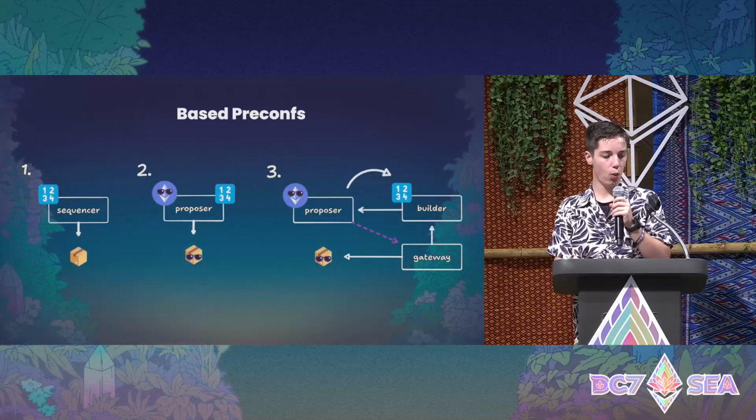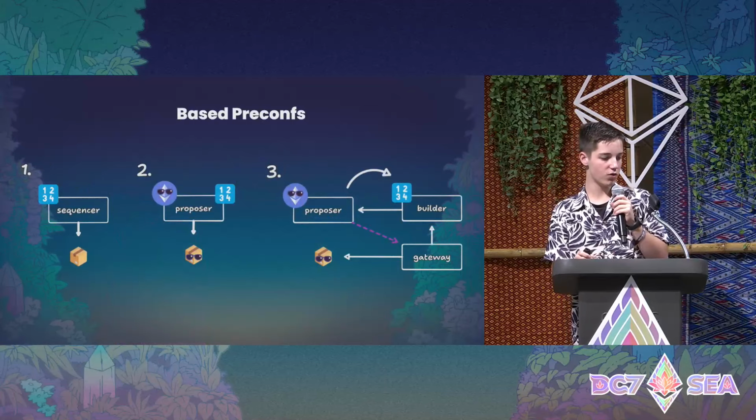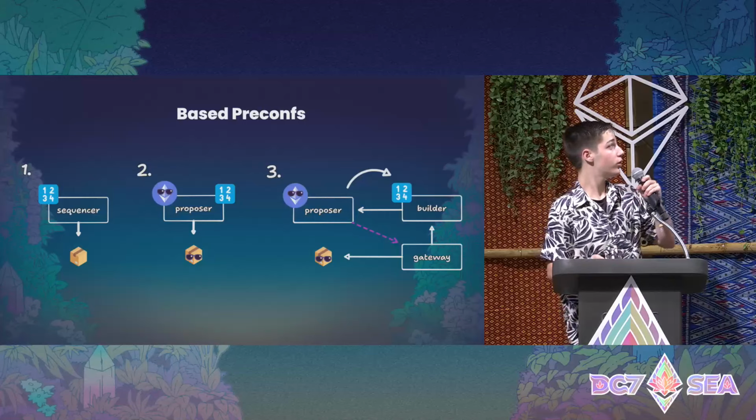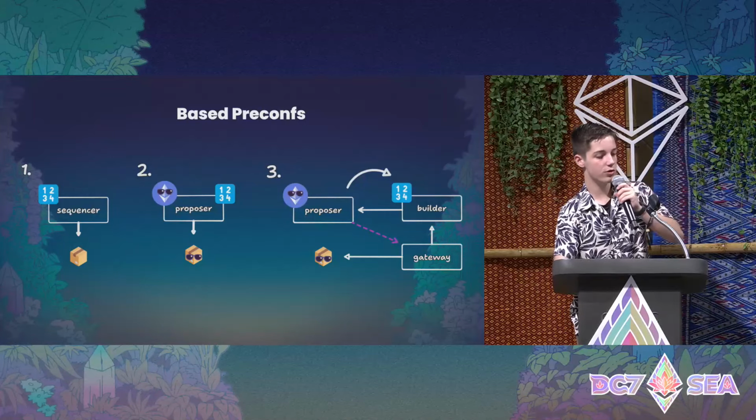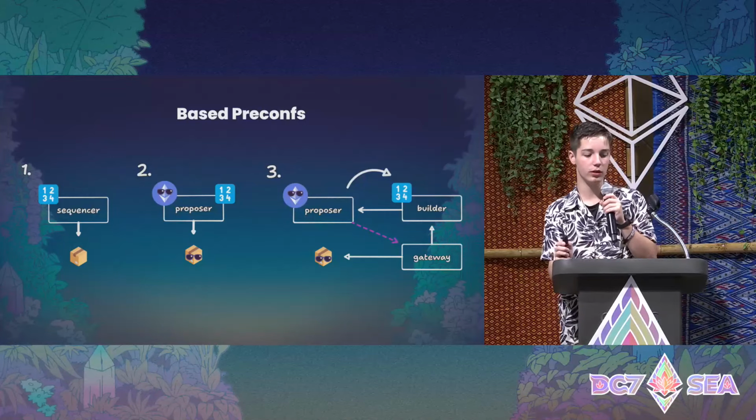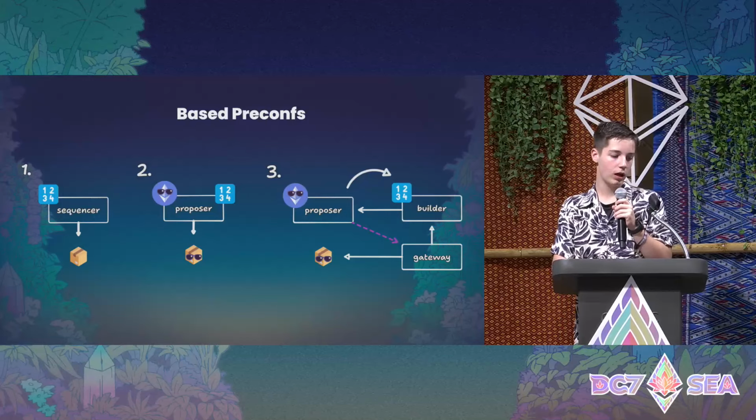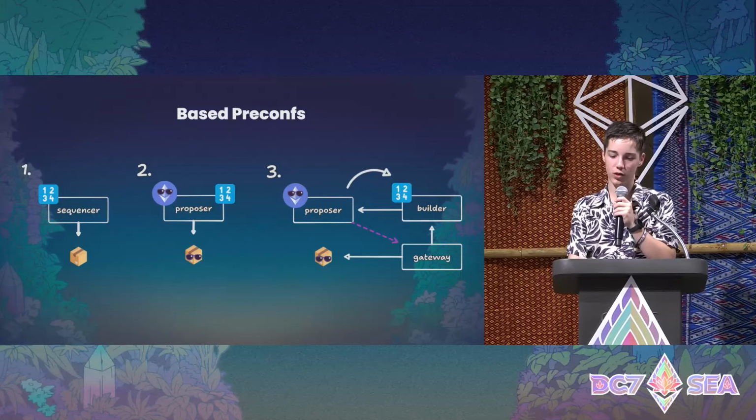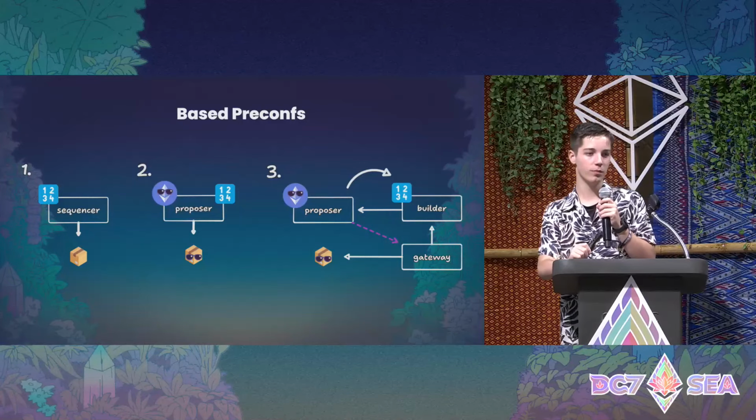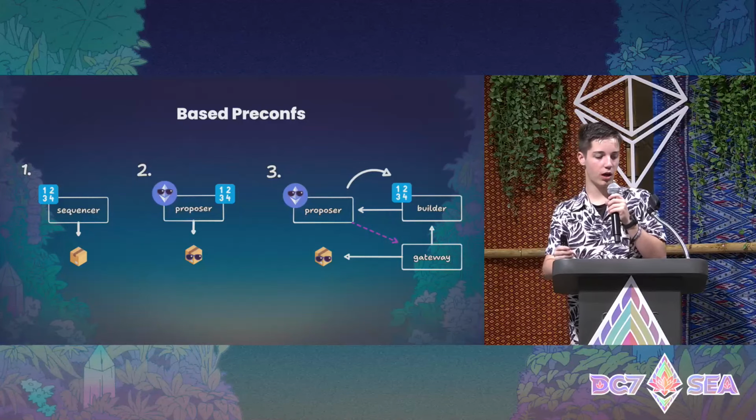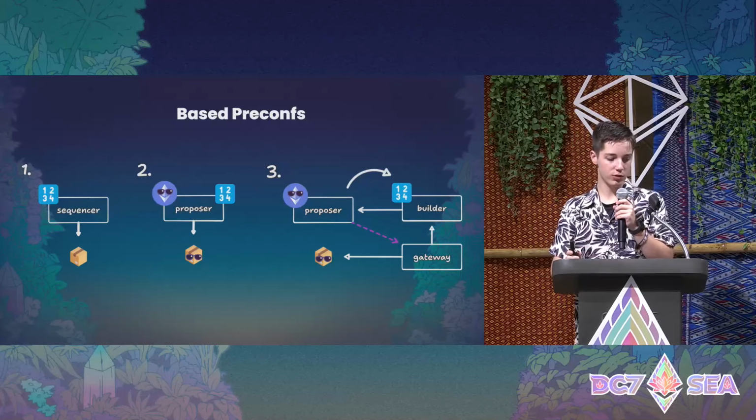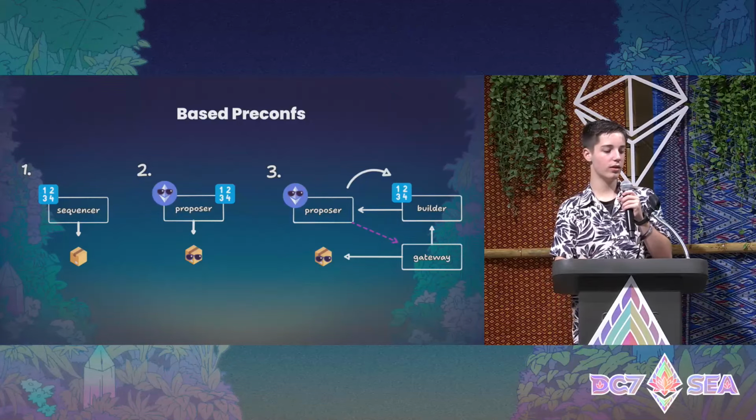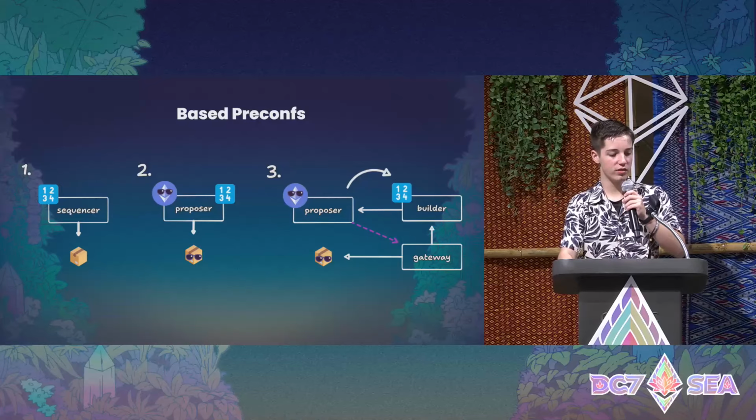So one of these tools is preconfirmations. Over here in number 1, we have a centralized sequencer that gives out preconfirmations. This is what every layer 2 does today, except for Taiko. And number 2, we have some proposed models for based preconfirmations, where the layer 1 proposer, the guy running on a Raspberry Pi with a dial-up, is the sequencer, and they're the one directly giving out preconfirmations and directly interacting with the people who are requesting preconfirmations.